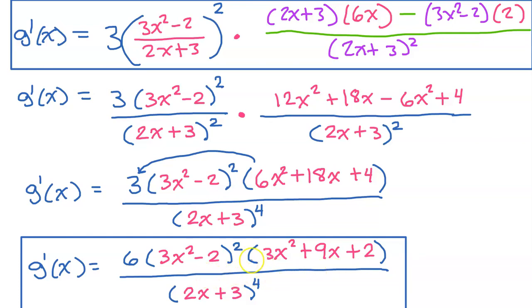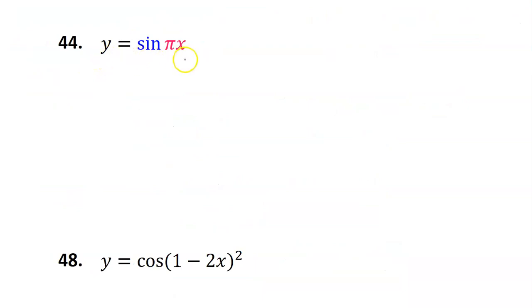I colorized this so you can see the outer function in blue and the inner function in red. So according to the chain rule, when we find the derivative, we first take the derivative of the outer function. The derivative of sine is cosine. And you leave the inside the same. But then you multiply by the derivative of the inner function. So the derivative of pi x is just pi.